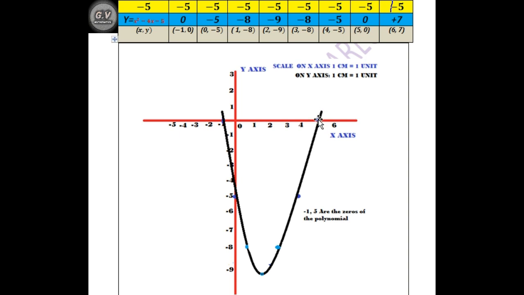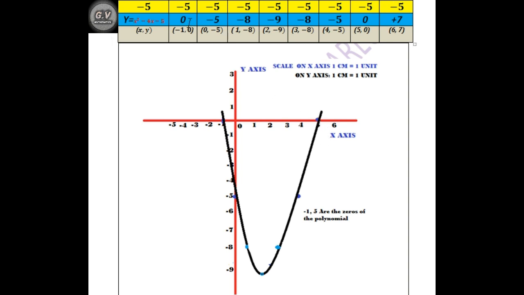Here if we join these points by a free curve, it indicates a parabola. This graph is said to be a parabola. This graph touches the x-axis at 2 different points: one is A, -1 comma 0, and another point is 5 comma 0.